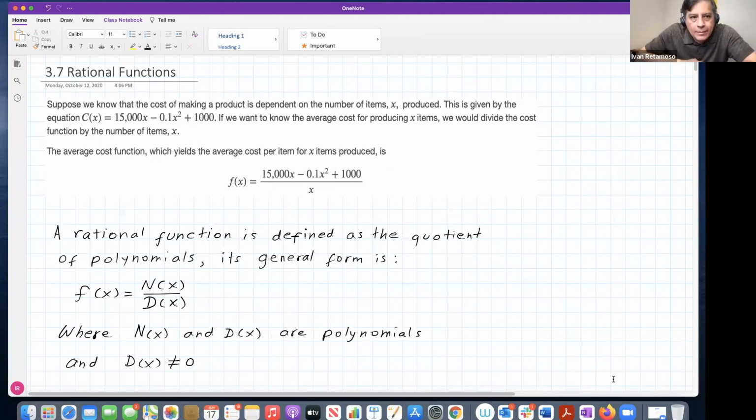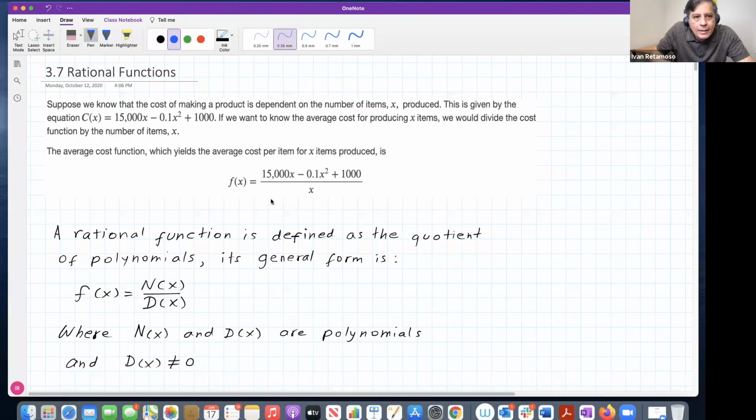To talk about just one section. One section is called section 3.7, rational functions. Okay. So let me introduce this topic for you by telling you about this example that is in our free OER textbook, OpenStax. It says the following.